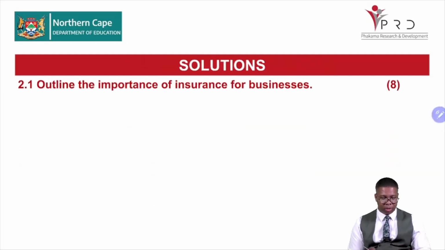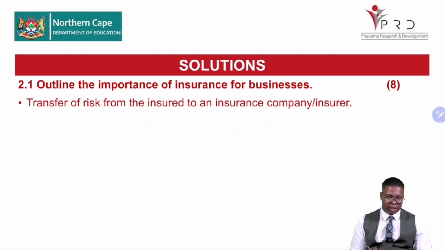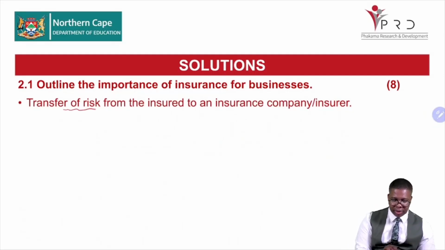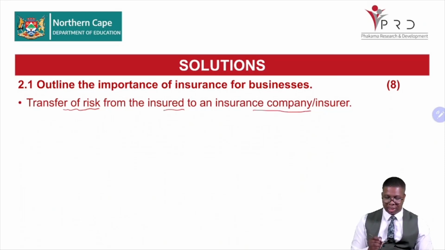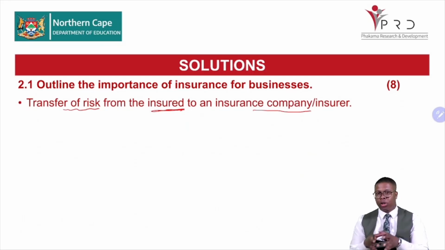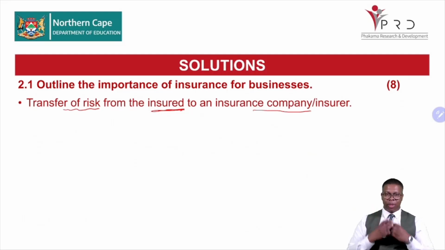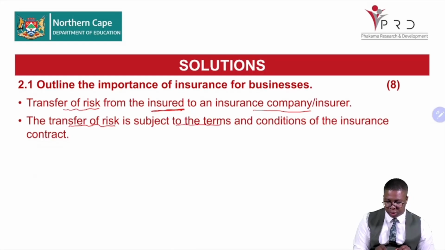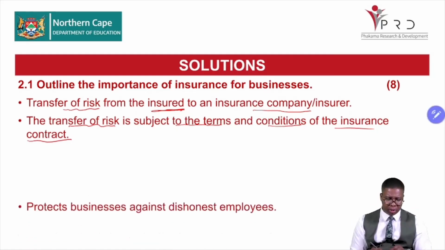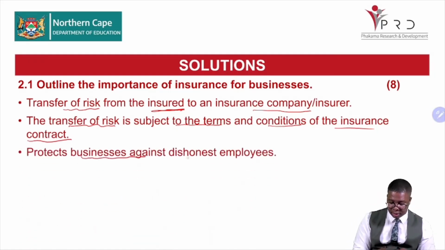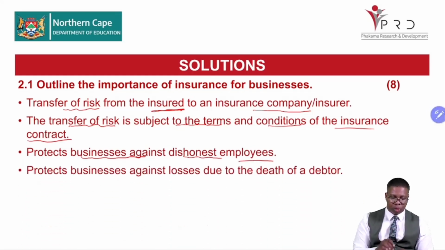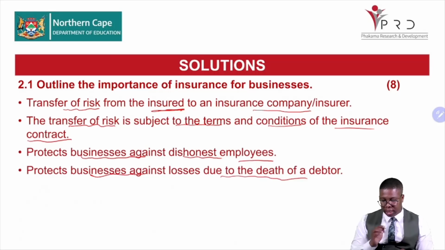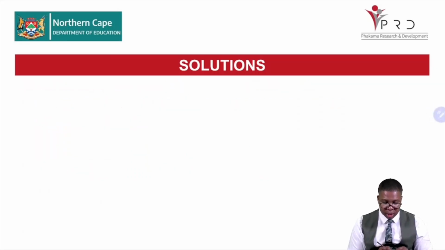Then when we look into outlining the importance, the importance of insurance is that it transfers the risk from the insured to the insurance company. The insured is the business, so it means it transfers the risk or the cost of having that asset from the owner to the insurance company. Then the transfer of risk is subject to terms and conditions of the insurance contract, which will be in line with the principles of insurance. And then it protects the business against dishonest employees, and it also protects the business against losses due to the death of a debtor. Then we move to another direct question.